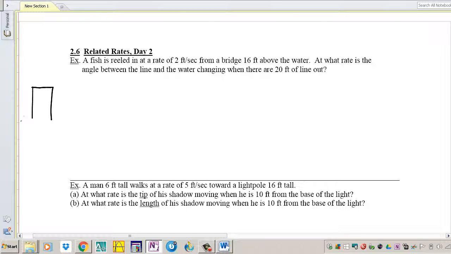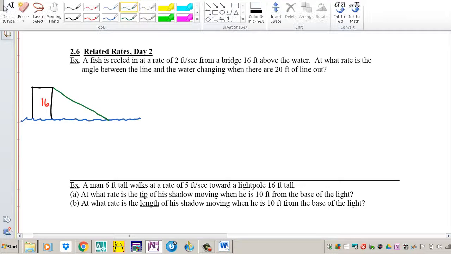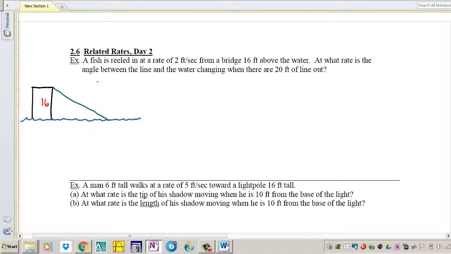So I have a bridge, and there's the water. And I'm reeling in this fish at 2 feet per second when the bridge is 16 feet high. Okay, so I have a 16-foot high bridge. My line is extended out into the water, and I'm bringing in this fish at a rate of 2 feet per second. So 2 feet per second is how fast this green line is changing.